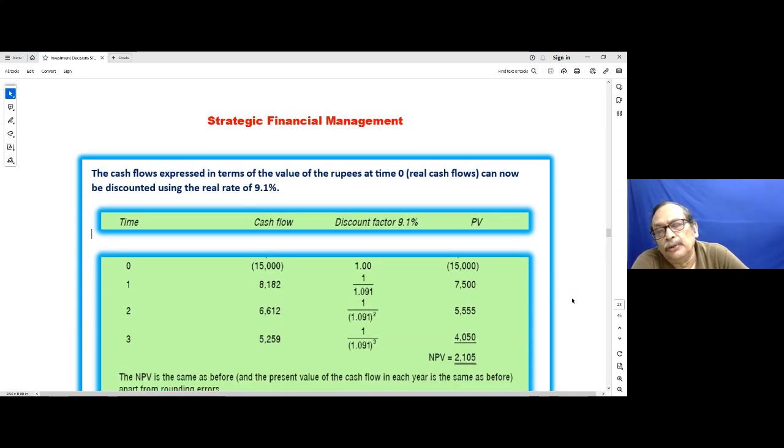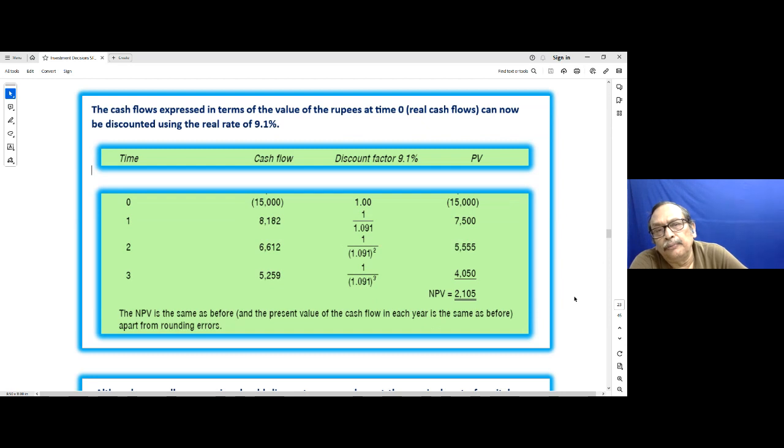The cash flows expressed in terms of the value of the rupees at time zero, real cash flows, can now be discounted using the real rate of 9.1% that we have already got. So at time 0, the cash flow is 15,000 cash outflow, and the discounting factor is 1. So there is no question of any inflationary effect as far as the T0 time period is concerned.